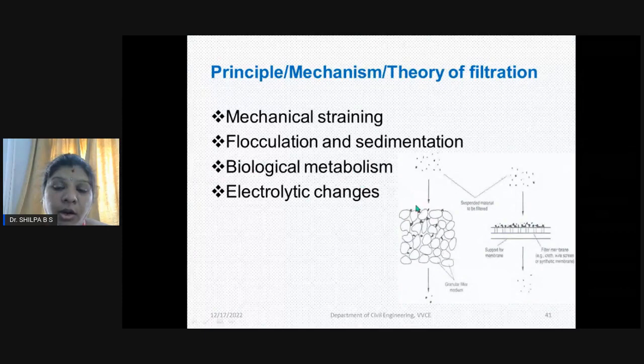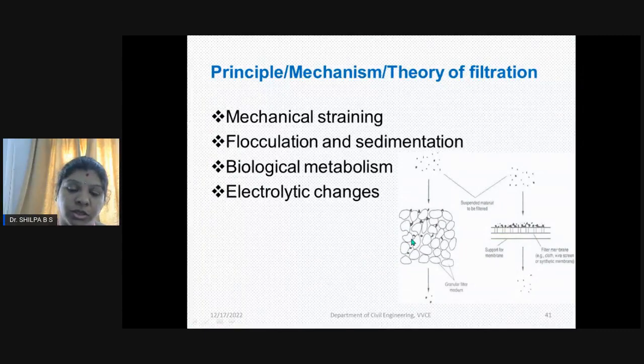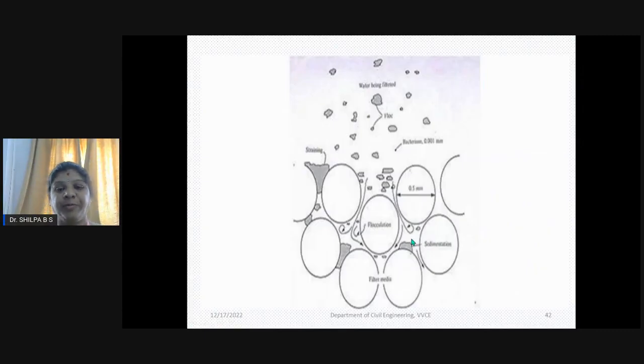Along with this, to remove the fine flocs from the water, electrolytic changes take place. As the water passes through the sand particles, charge neutralization takes place here, which makes the flocs settle over the sand media. This is how flocculation and sedimentation happen within the voids.